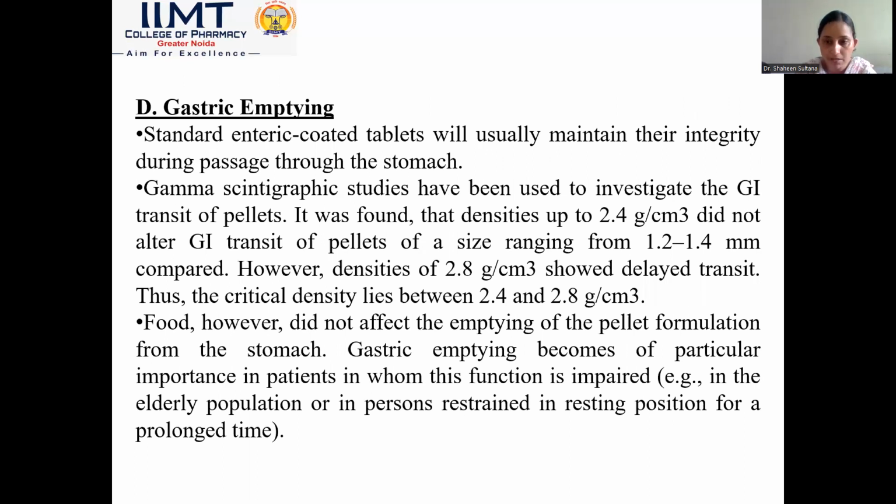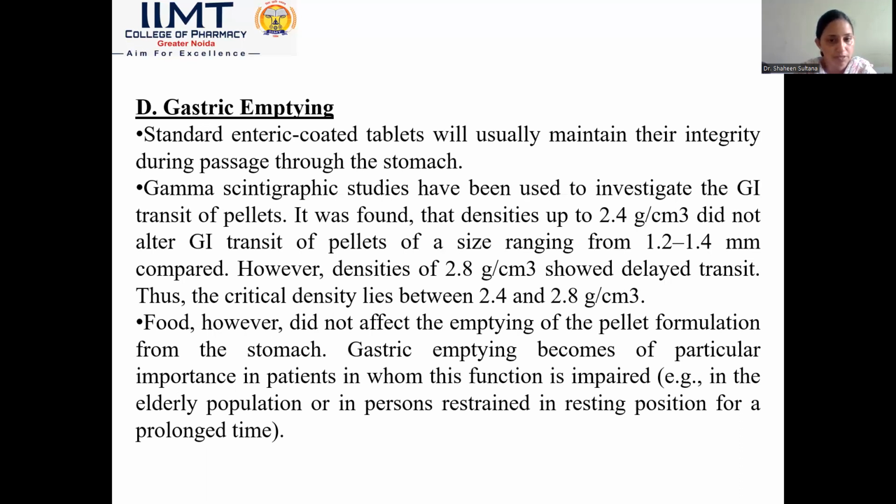For example, if a pellet is there and the pellet density is 2.4 gram per centimeter cube and the size is 1.2 to 1.4 millimeter, then it was found that the gastric emptying of a dosage form will not be affected. However, if the density is 2.8 gram per centimeter cube, then it showed a change in the gastric emptying time, meaning the gastric emptying will be slow. Also, you have to take care that food does not affect the emptying of a pellet formulation.